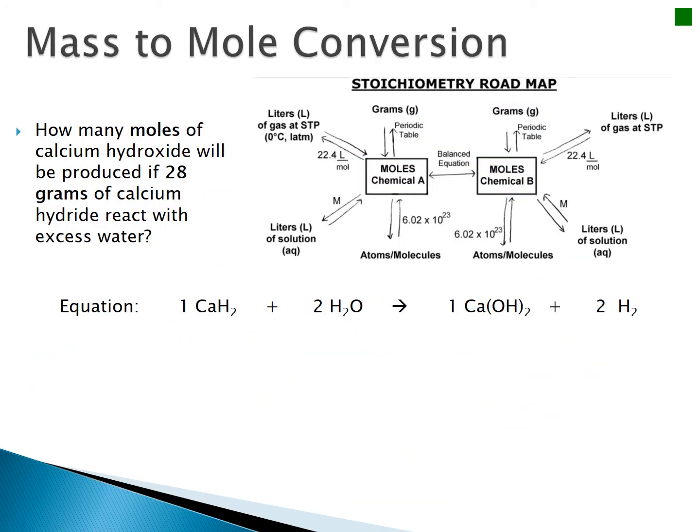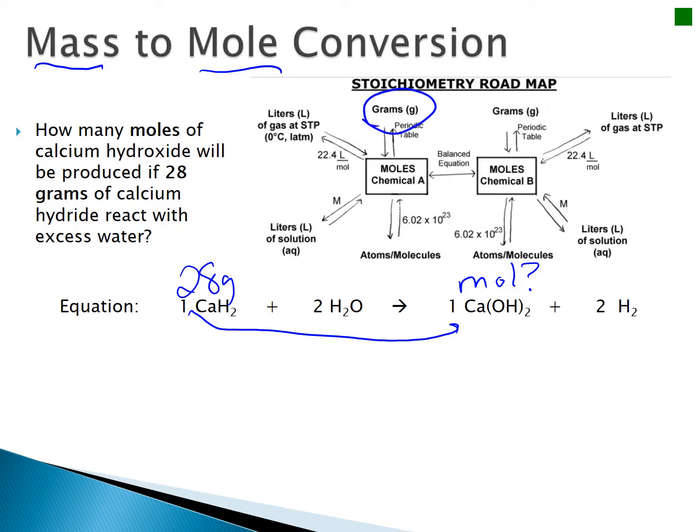The next problem is actually the opposite. It goes from grams of a substance to find moles of another substance. So how many moles of calcium hydroxide will be produced if 28 grams of calcium hydride react with excess water? So I am going from this to this. I'm starting with grams and I'm ending at moles of a different substance. So I need to take the path of grams to moles of my same substance, then using my molar ratio from my balanced equation, I'm going to go to moles of my other substance.